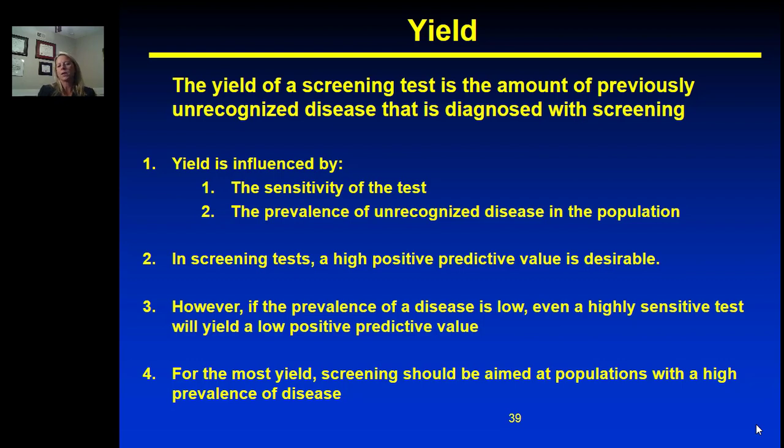So this kind of goes back to the concept discussed earlier, which is in order for a screening test to be useful, there must be some level of prevalence of that disease in the population for whom the screening test will be utilized, in order for the screening test to be of use or benefit for the individual as well as for the public health. And so yield is one way we look at that benefit, but it's not the only way.